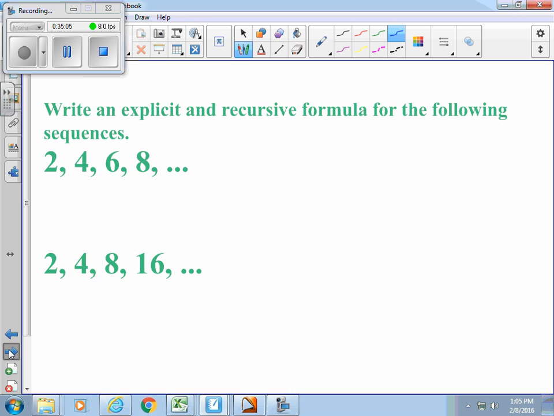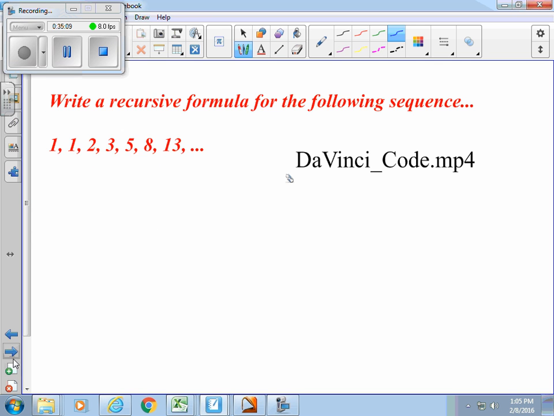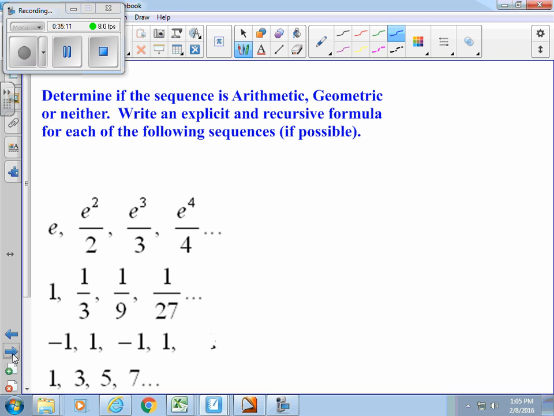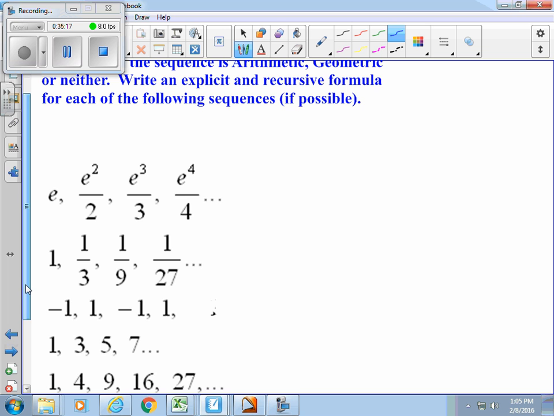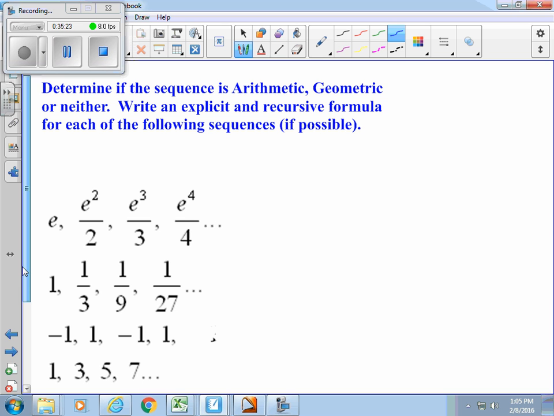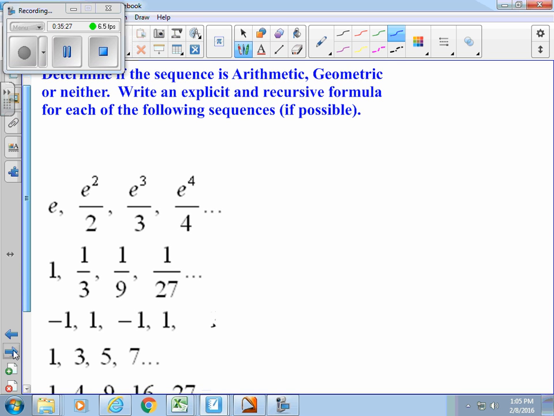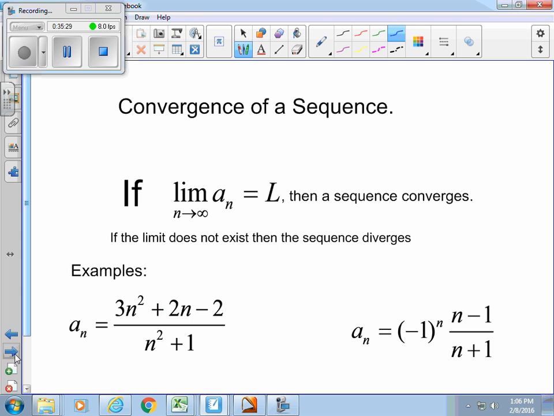Okay. We could do more examples of writing sequences. It's probably more beneficial to be able to write them explicitly for what we're about to do than recursively, and we kind of just did some examples on that.